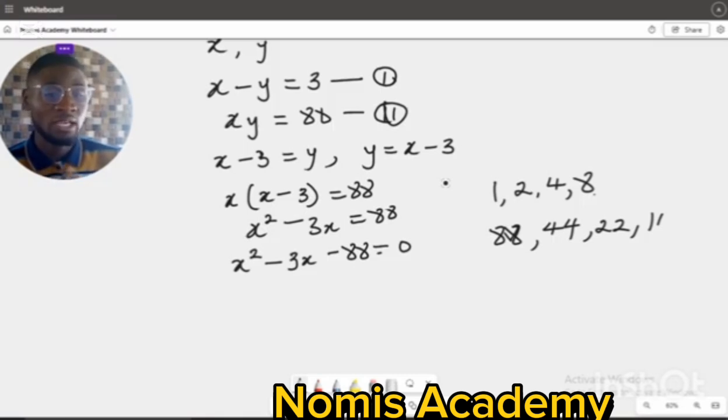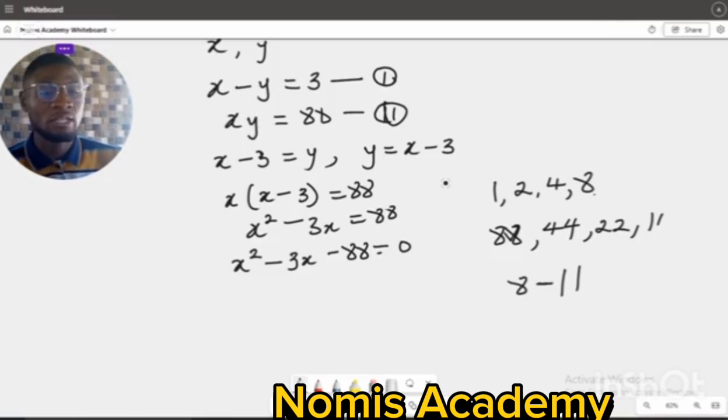So 11 and 8, would there be anything around 11 and 8 that will give me 3? Very good, that's correct, 11 and 8. So if I'm doing it with 8 and 11, how do I put it so that I have minus 88 if I multiply together, and if I add together, I will have 3? That means the bigger number must be subtracted from the smaller number, so I should have 8 minus 11.